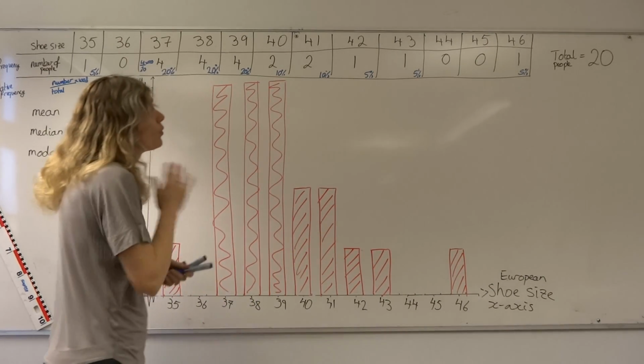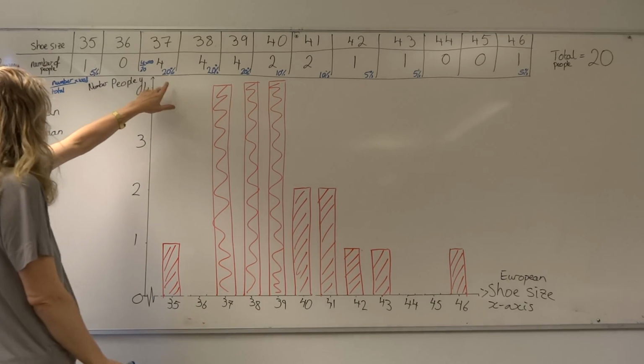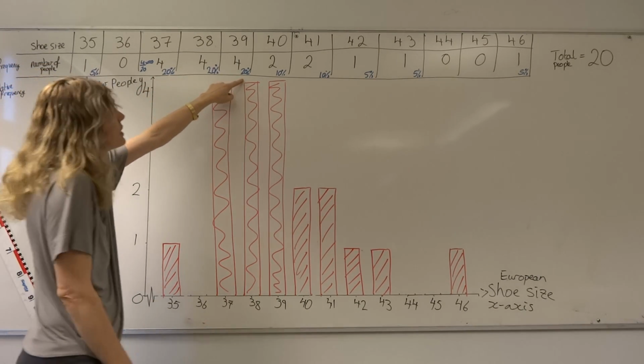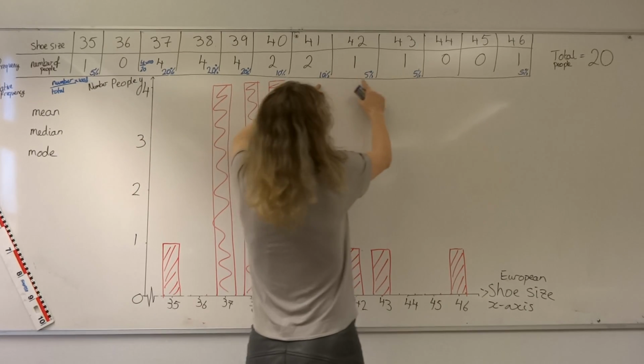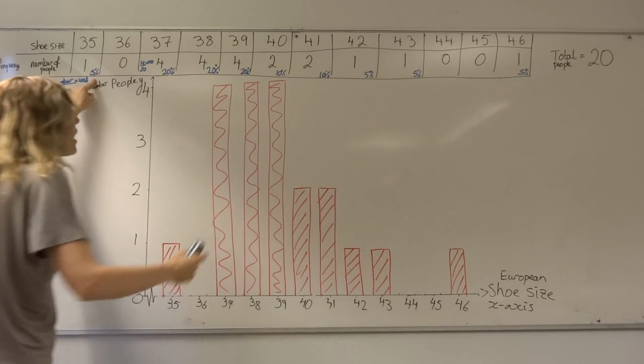If we've done this right, all of those percentages should add up to be 100. Let's check that they do. 20, 40, 60, 70, 80, 90, 95, plus 5, 100.